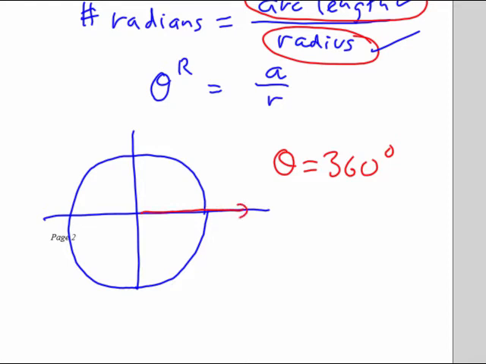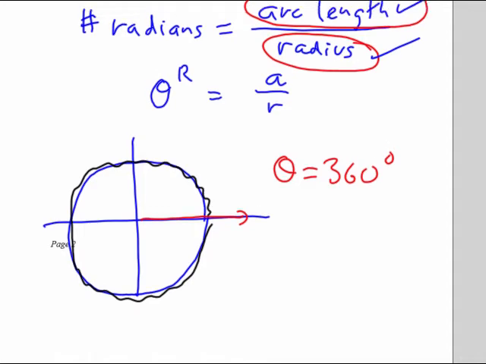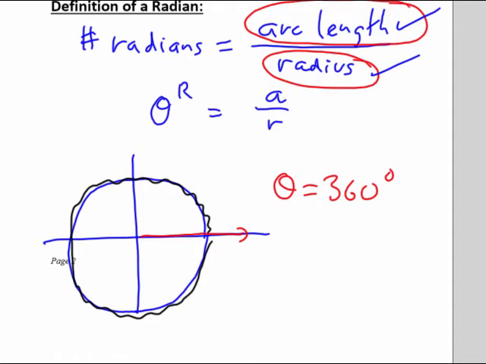So that would mean that the terminal and initial arms would both be here, and my arc length would be the entire circumference of the circle. So I'm trying to figure out how many radians is 360 degrees using my definition of radians up above. So 360 degrees would be equivalent to, in radians, the length of the arc on this circle.